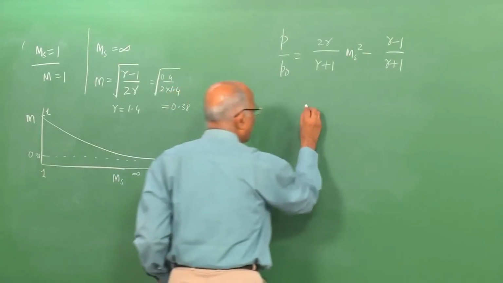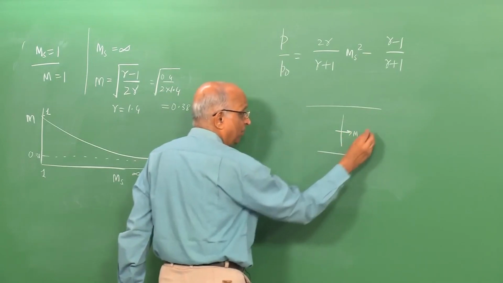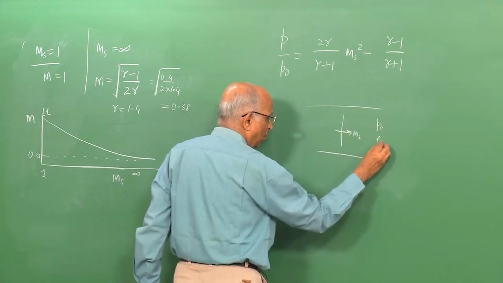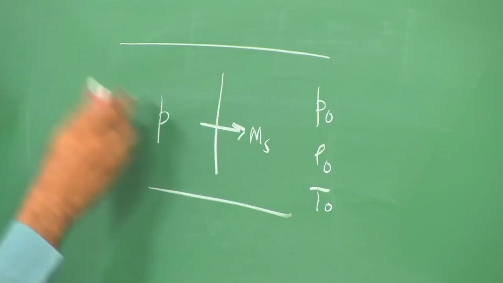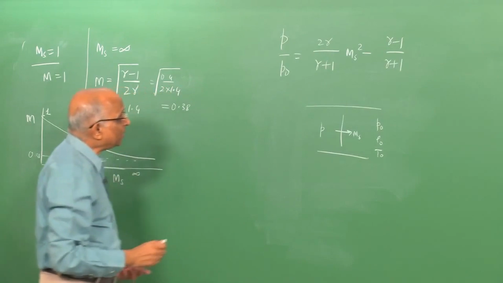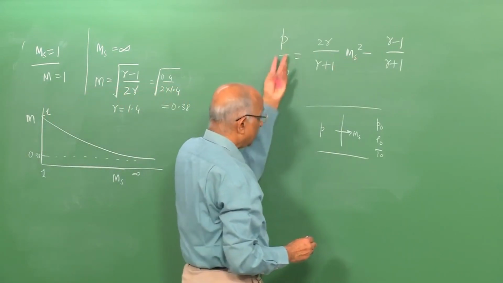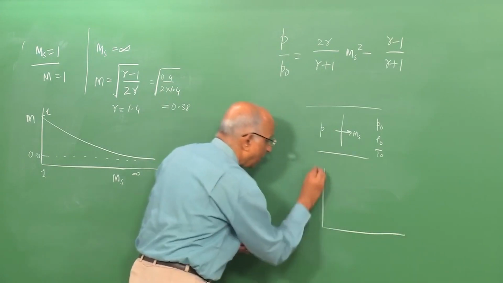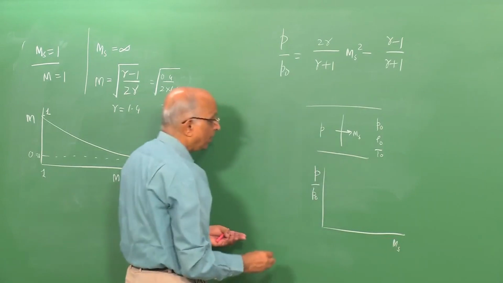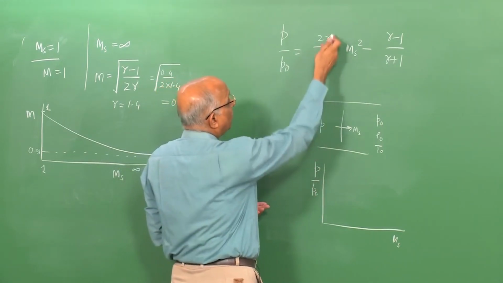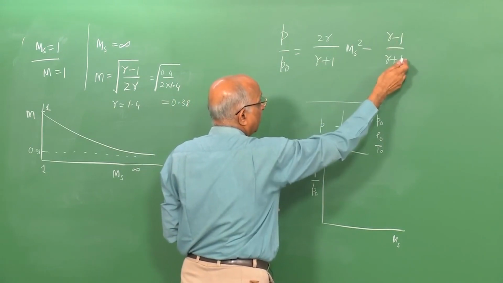Therefore, I tell myself, whenever I have a shock which is moving at a value of Ms into the free stream medium of p0, rho 0, T0 over here, the value of p behind the shock, p by p0 ratio, is given by this. And what does it tell me? As the Mach number of the shock increases, the pressure increases. In other words, if I were to now write p by p0 as a function of Ms over here, for the value of 1, well, I get 2 gamma divided by gamma plus 1 minus gamma minus 1 divided by gamma plus 1.